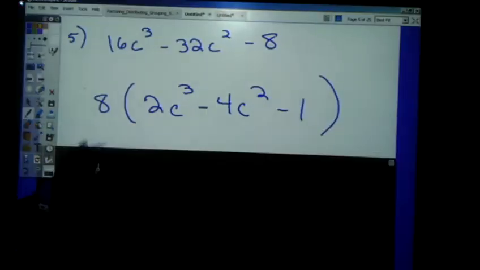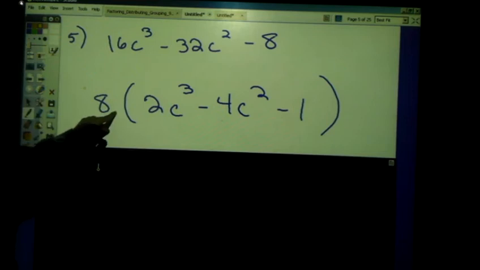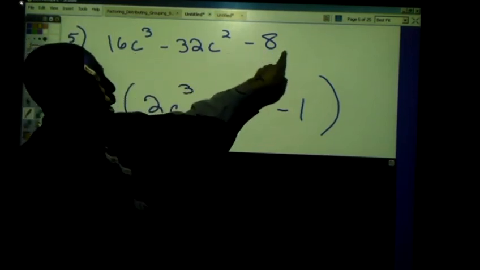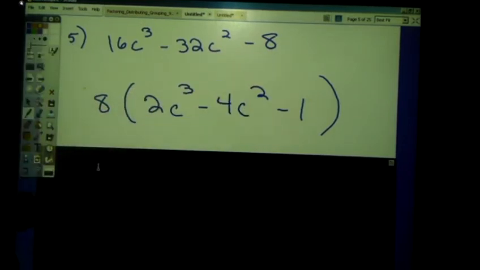Pull out the greatest common factor. The largest number that goes into 16, 32, and 8 is 8. And then I divided 8 into all of these. Now I did not pull a letter out right here because each one of these does not have a letter in it. These two do, but this one does not. So it's not a common factor. If it's a common factor, that means all three of them have that in common.